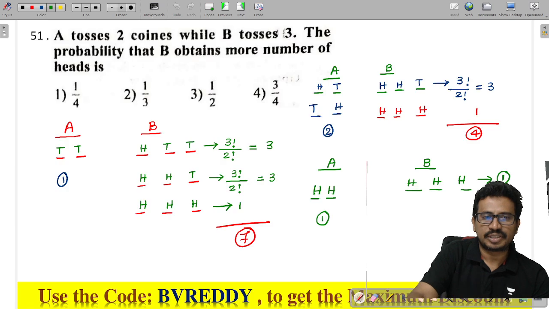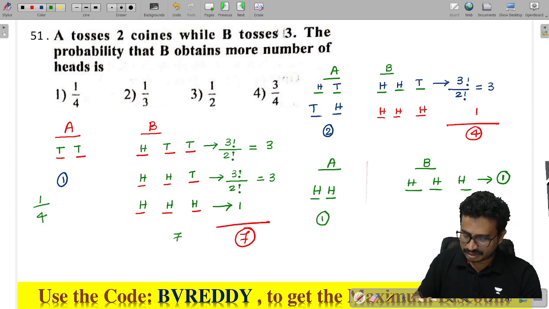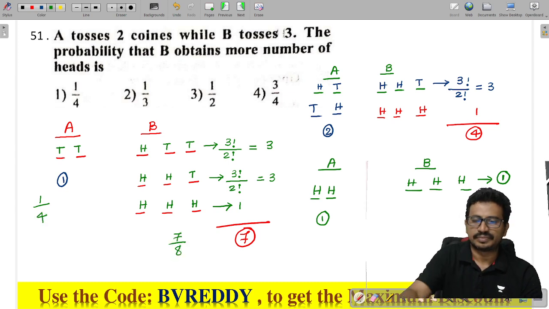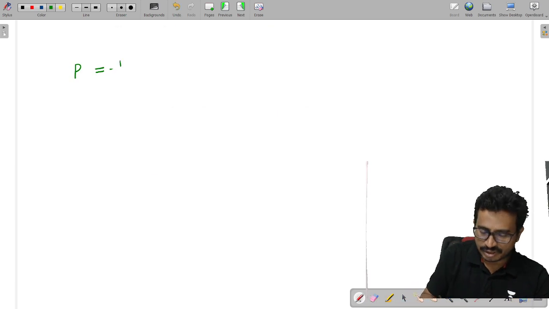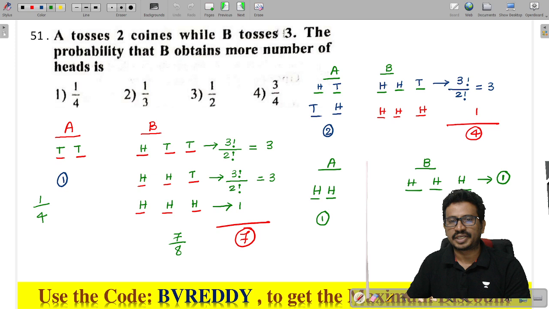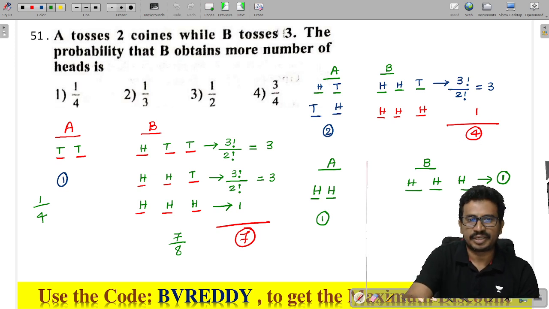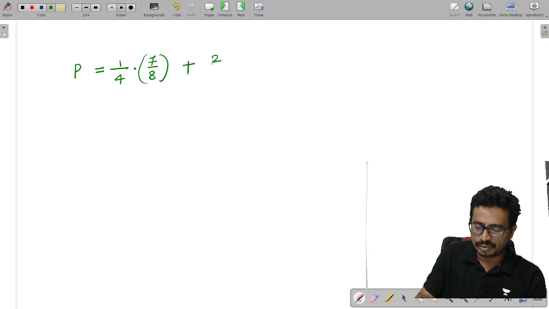So see here, in these cases, what is the probability of getting these combinations? Which is 1 by 4. And here this is 7 by 8. Now tell me, which is given as 1 by 4 into 7 by 8. This is 1 combination. Plus if A gets at least 1 head, that means 2 by 4 and 4 by 8. So 2 by 4 into 4 by 8.